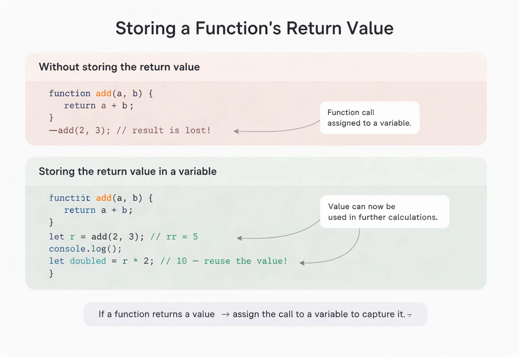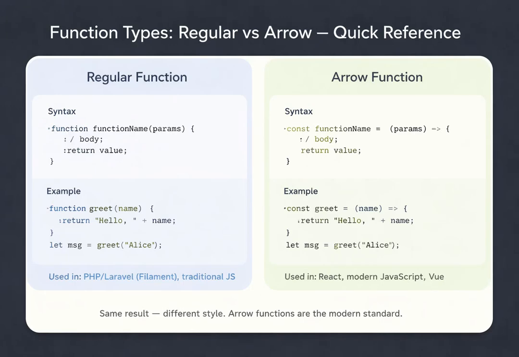Now r holds the value 5, and you can do anything with it. Log it, multiply it, pass it to another function, use it in a condition, display it on a page. This is the real power of return. It transforms your function from a one-way process into something that produces a result you can work with. Any function that returns a value can be assigned to a variable, and that variable becomes your handle to that result. Let's put the two function types side by side as a quick reference.